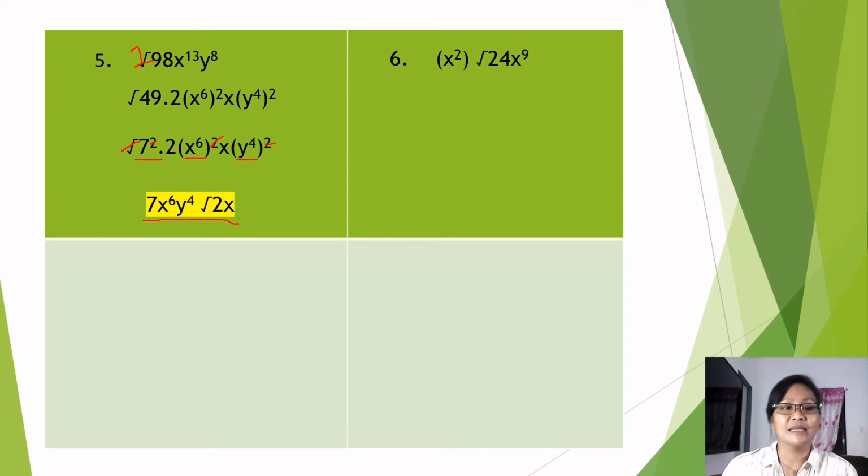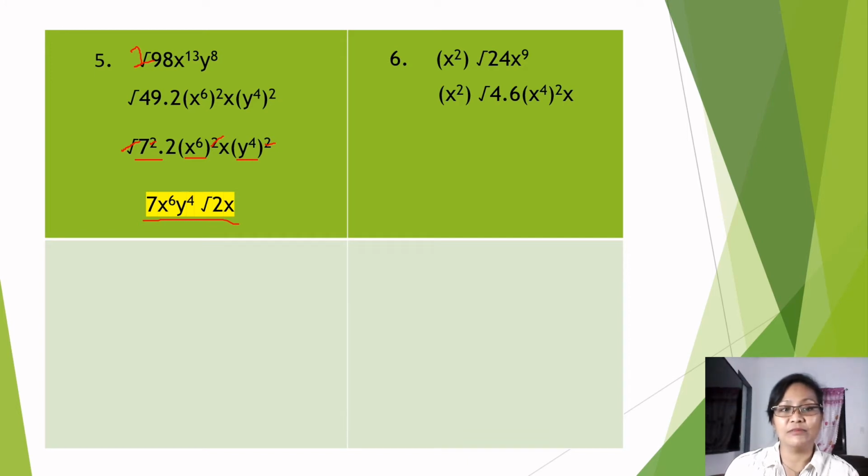Number 6, x squared times square root of 24x to the 9th power. First, we're going to find the factors of the radicand. So copy the terms outside the radical sign. So we have x squared, then square root of 4 times 6, x to the 4th squared, and then x.